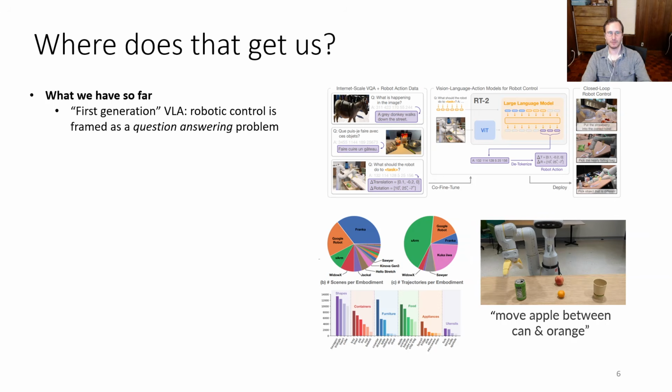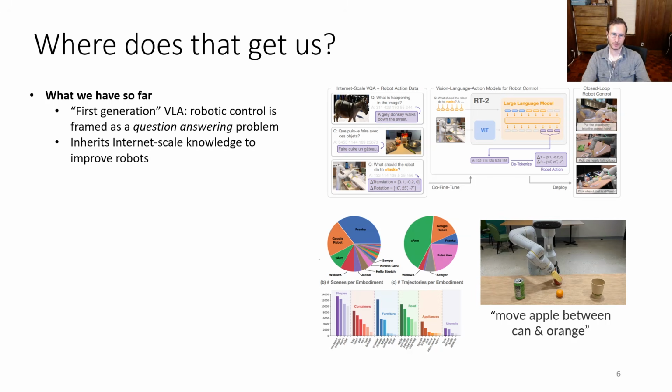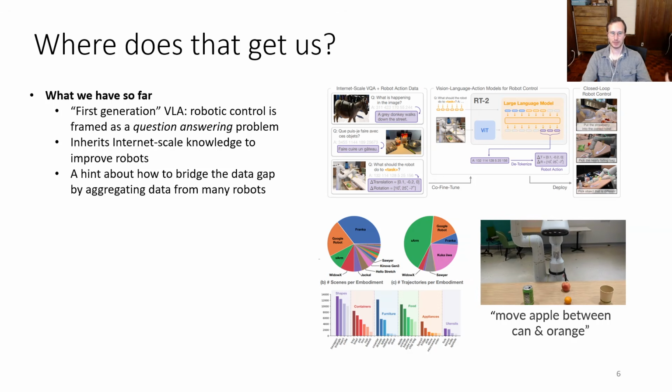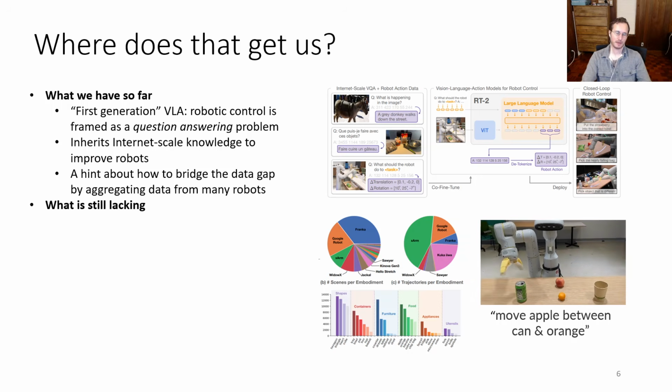Well, what we had at the time was a kind of first-generation VLA, where the robotic control problem was framed as a question-answering problem. These models were able to inherit internet-scale knowledge to improve robots, and they gave us a hint about how to bridge the data gap by aggregating data from many different robot types. But of course, there were a lot of things that were still lacking.